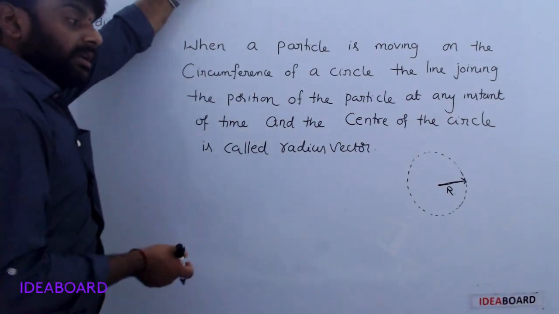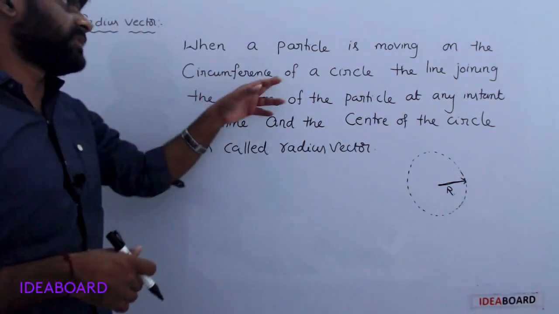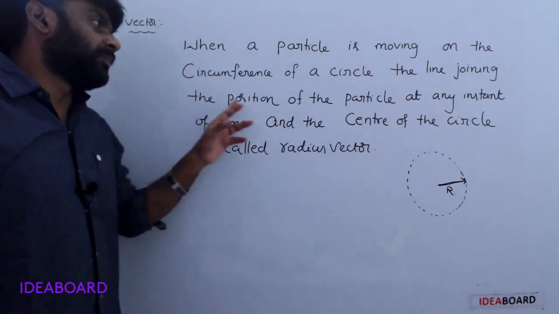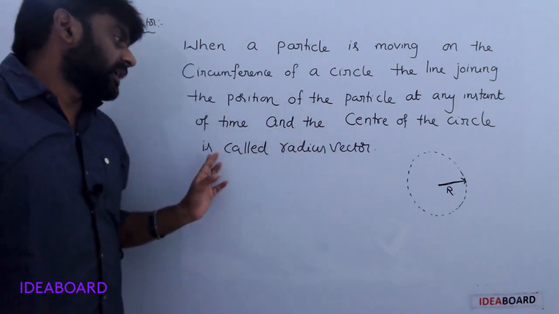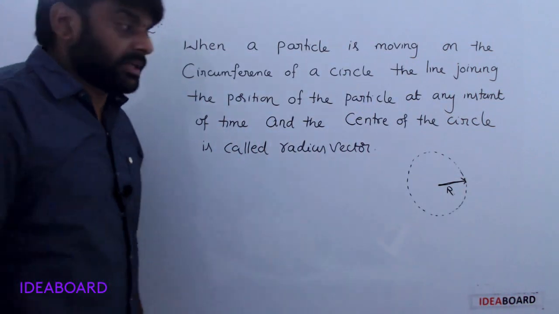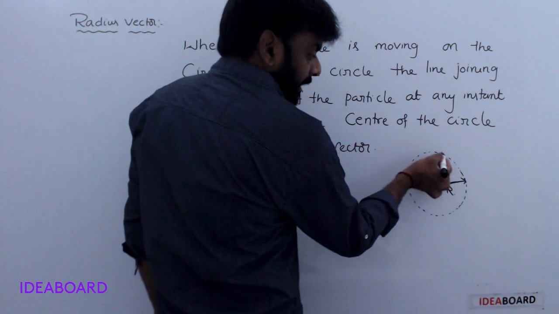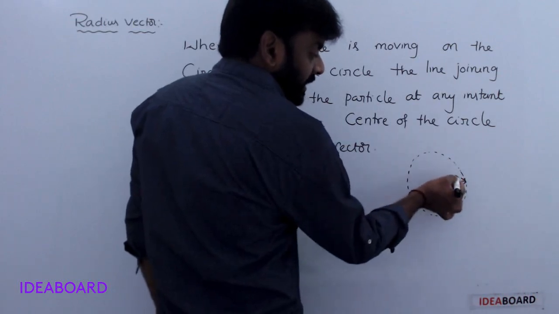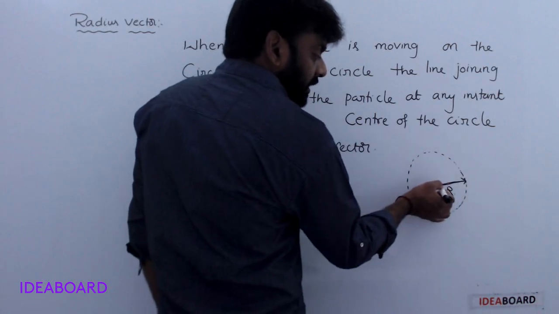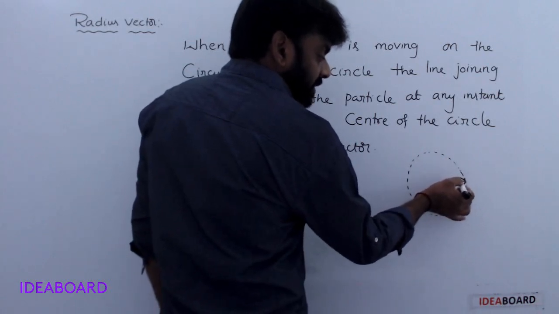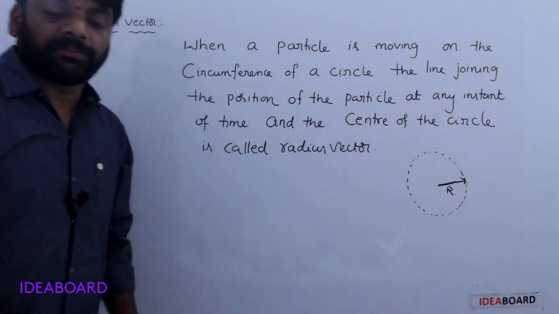Once again, when a particle is moving on the circumference of a circle, the line joining the position of the particle at any instant of time and the center of the circle is called radius vector. If here the particle rotates on the circumference of a circle, at any instant of time the position of the particle is joined with one line. This line, that means this vector, gives the radius.